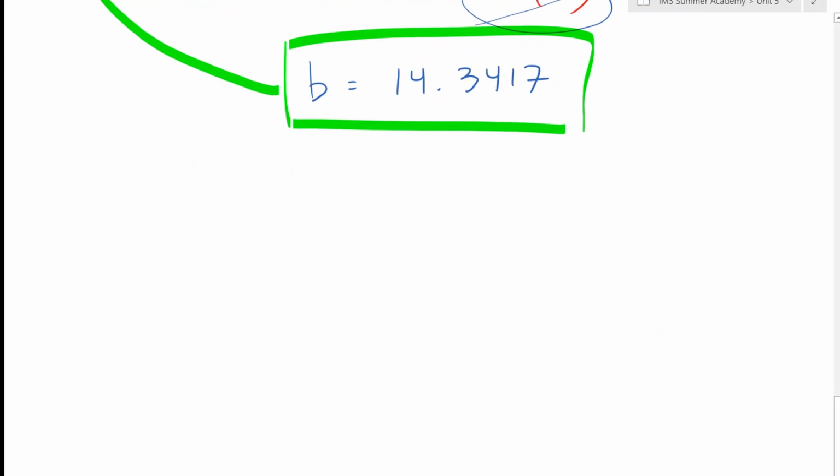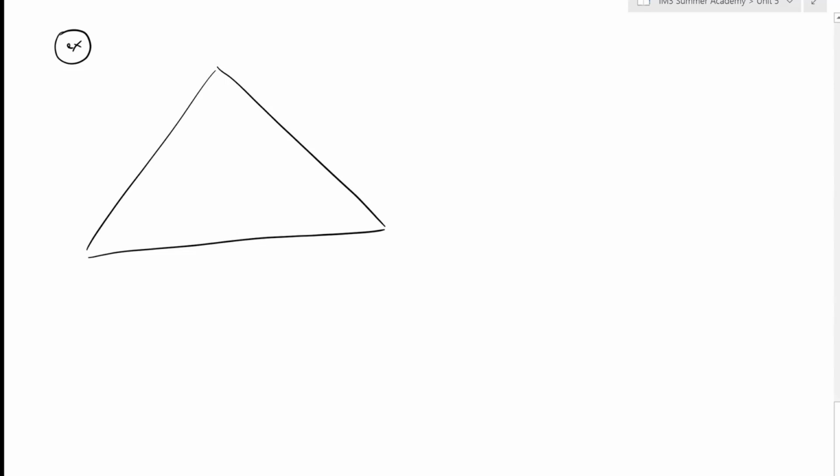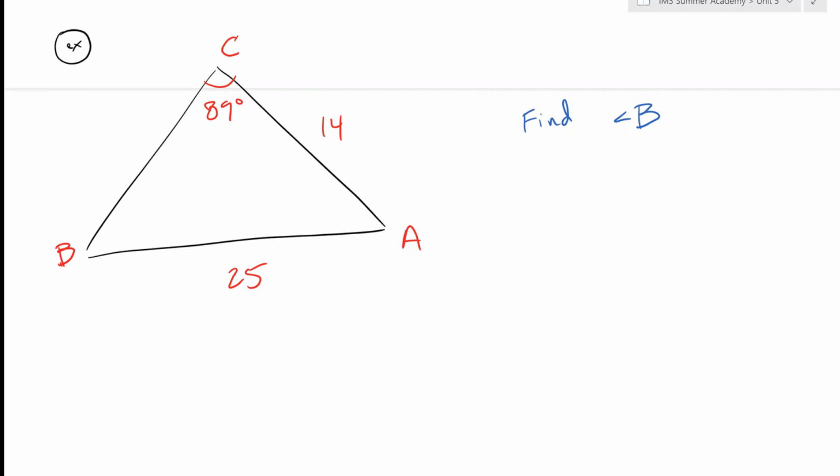So these two problems we've just done, those helped us find sides. Now we can also find angles. All right, so again, a triangle, they give us, this is B, this is big C, this is big A. And they give us some sides, 25 and 14. This angle up here is 89 degrees. They're going to tell us find angle B.